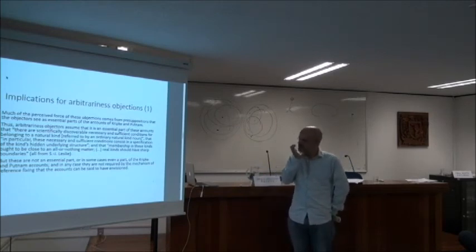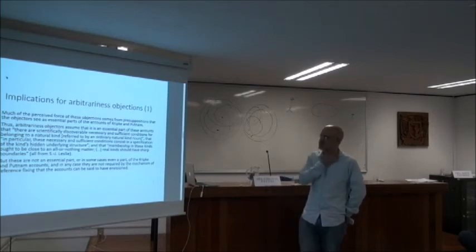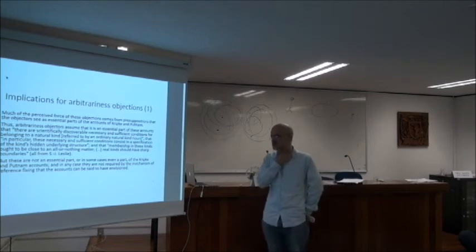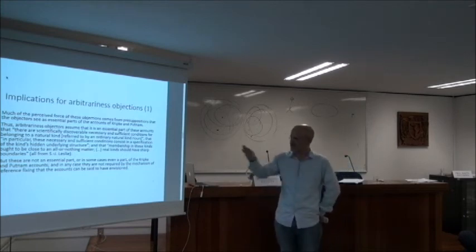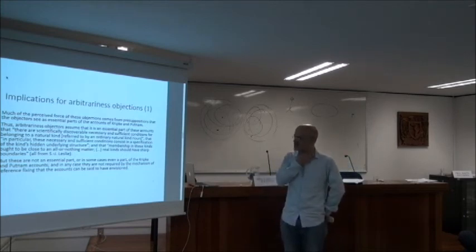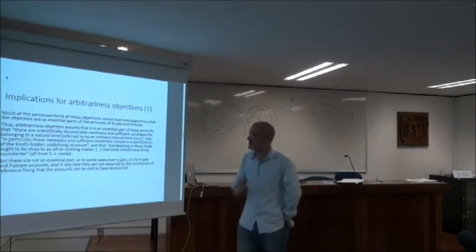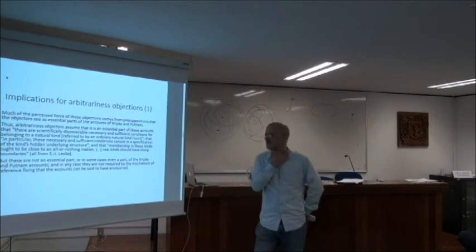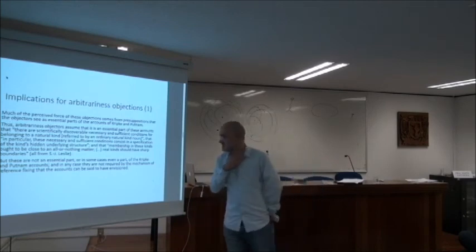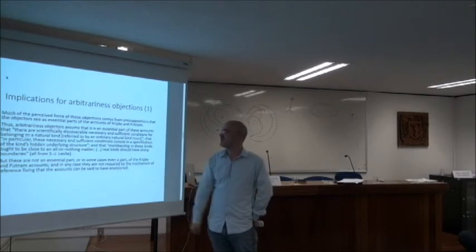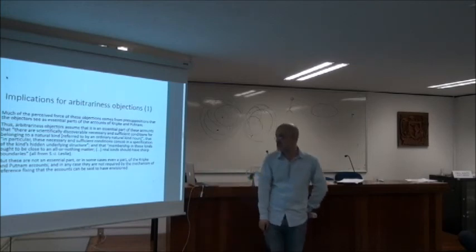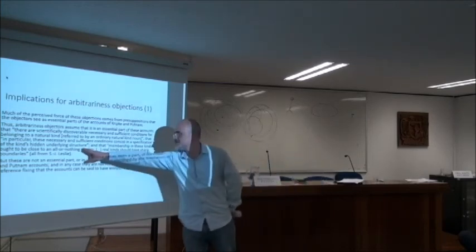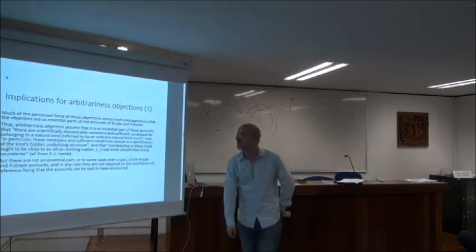I think that much of the force of the arbitrariness objections comes from presuppositions that the objectors or the critics see as essential parts of the Kripke-Putnam picture. And here is a summary of some of the things that the critics see as essential. That there are scientifically discoverable necessary and sufficient conditions for belonging to a natural kind. That these necessary and sufficient conditions consist in a specification of the kind's hidden underlying structure. Here the key word is structure, scientifically discovered.